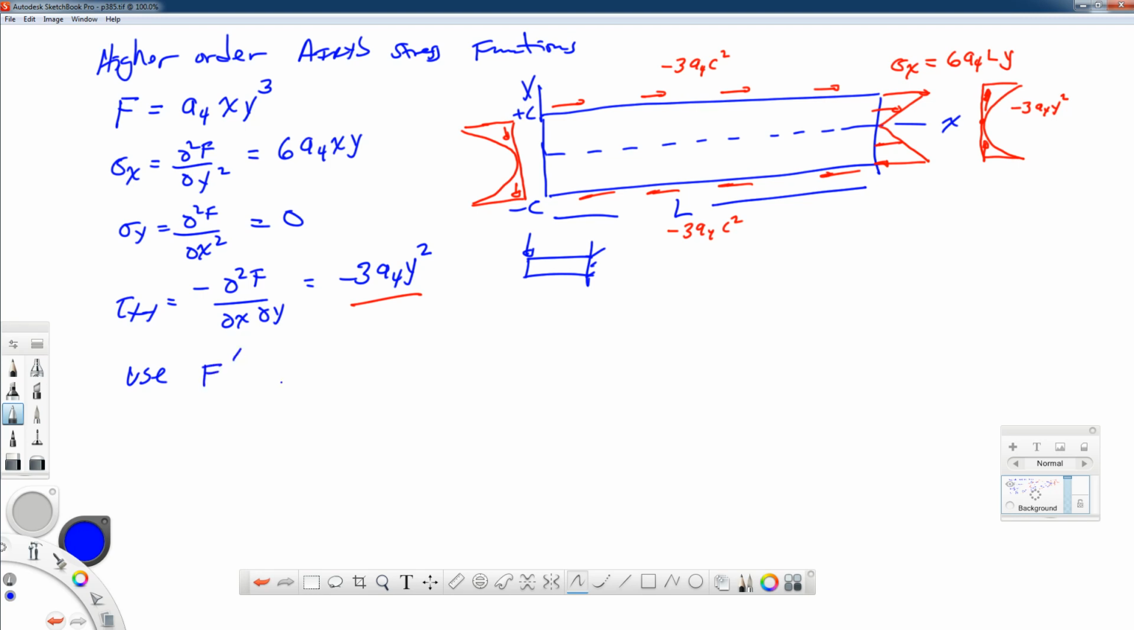Okay, so let's use a new Airy's stress function that starts out like this: A4xy cubed. But now we're going to add a term that looks like this, 3a4 c squared xy. And this represents a constant shear stress.